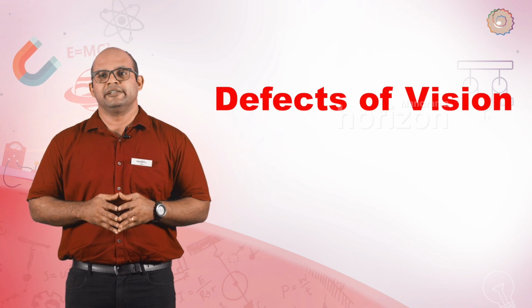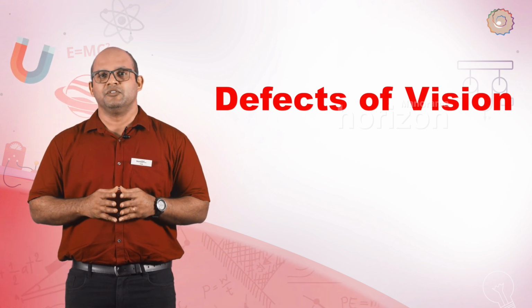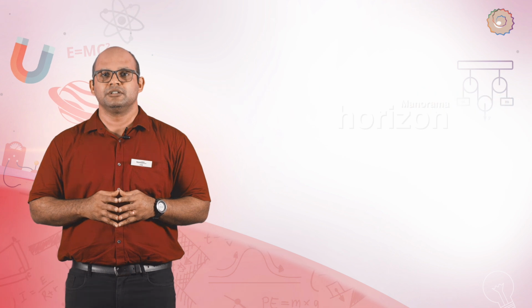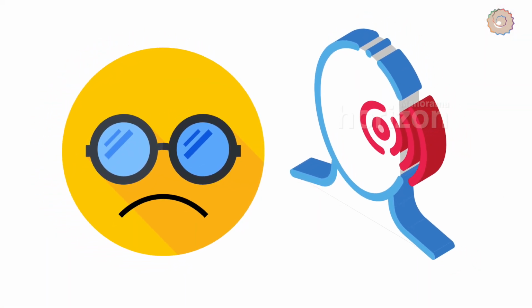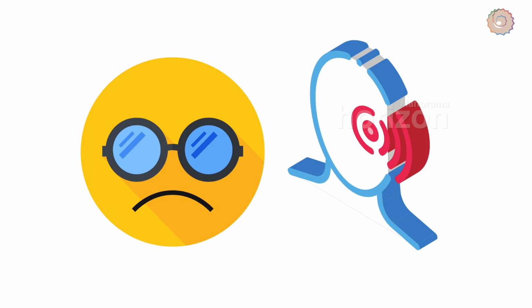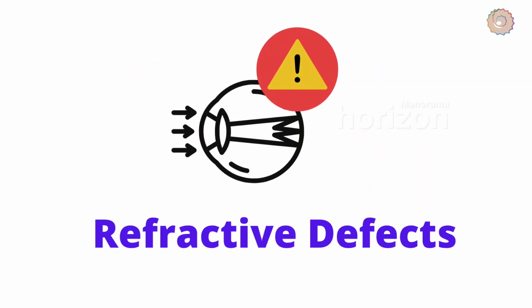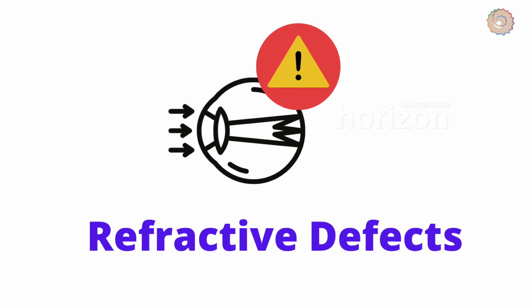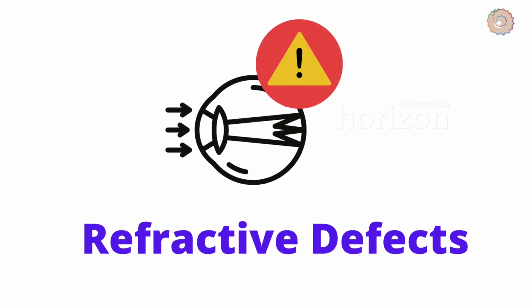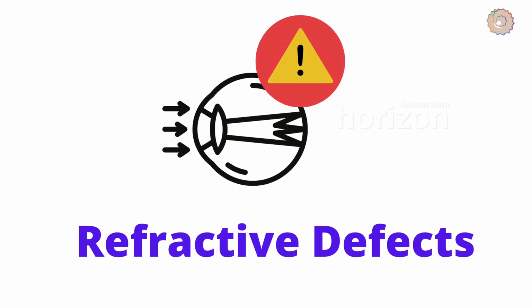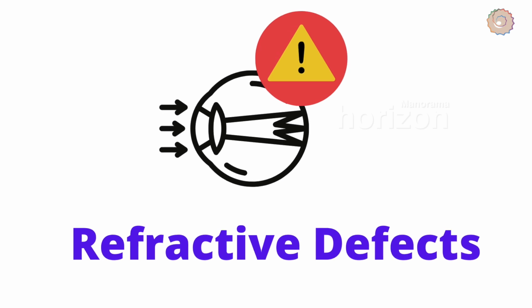Even though the human eye is a highly advanced and very precisely balanced equipment, it is but obvious that in such a complex system, small defects can occur which can cause problems in vision. In humans, the most common defects associated with vision are refractive defects, which are caused due to the abnormal refraction of light inside the cornea or the lens of the human eye.